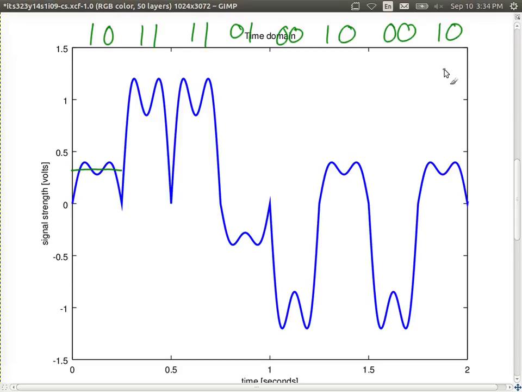So we've got a new concept. We're not restricted to having just two levels to represent our data. We can have as many as we like in theory. How can I increase the data rate further? Here we're getting 8 bits per second. The previous case we had 4 bits per second. I want faster than 8 bits per second. What do I do?